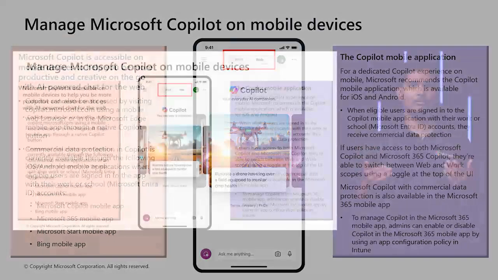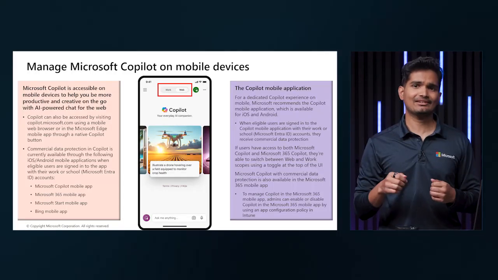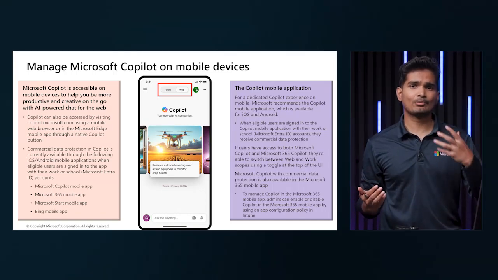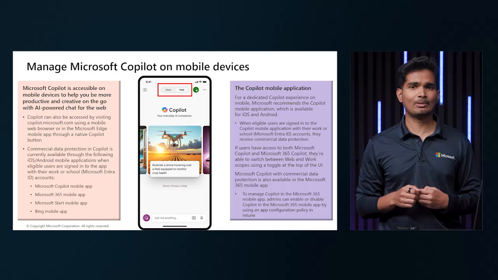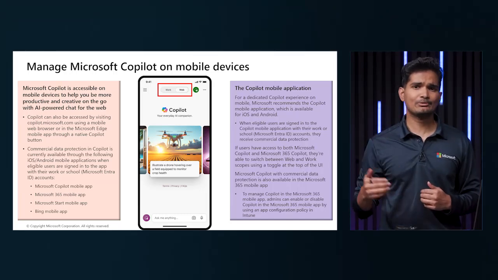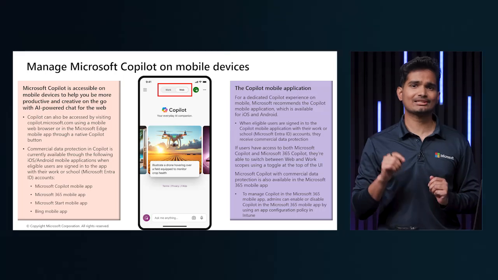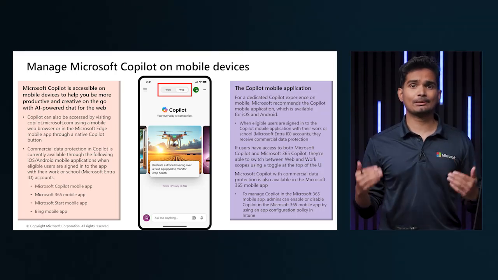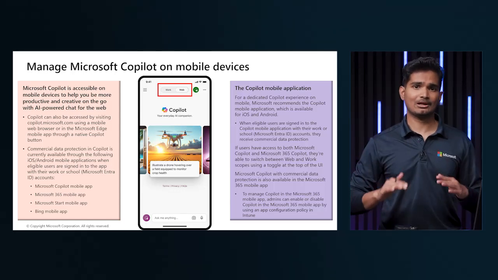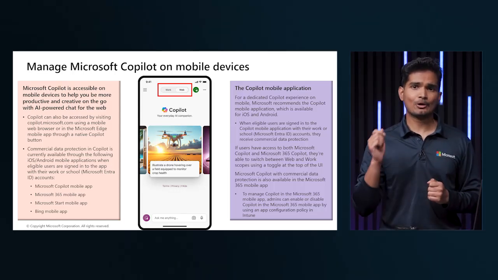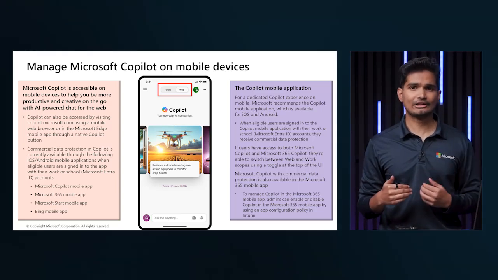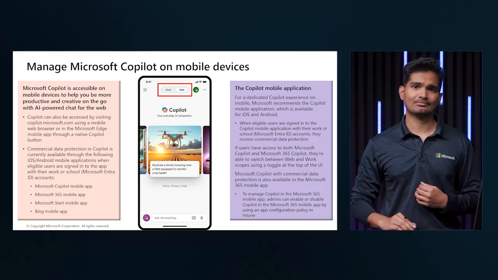Within the Copilot mobile application, users signed in with work or school accounts receive commercial data protection. Users with access to both Microsoft Copilot and Microsoft 365 Copilot can switch between web and work scopes using a toggle. Commercial data protection is available in the Microsoft 365 mobile app as well. Admins can manage Copilot in the Microsoft 365 mobile app using app configuration policies in Intune.